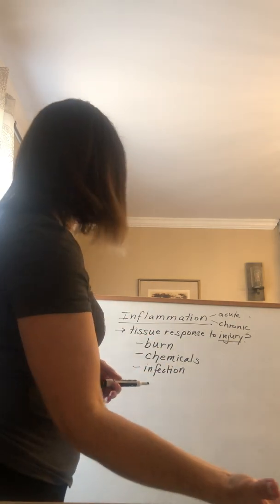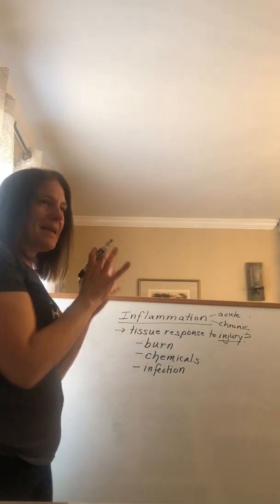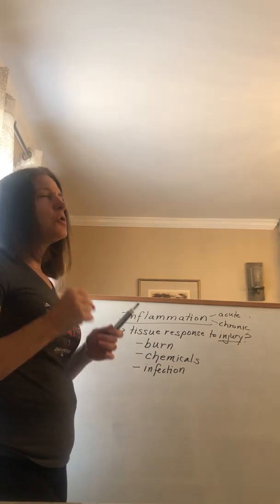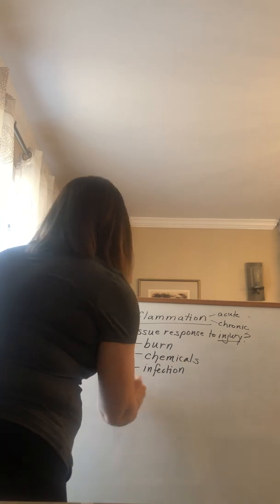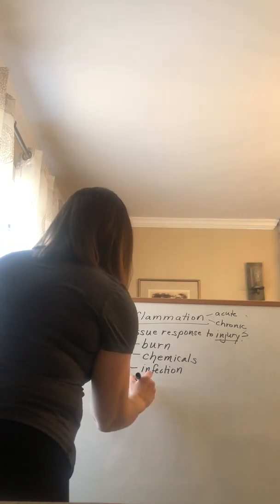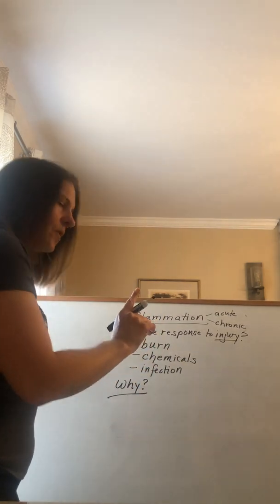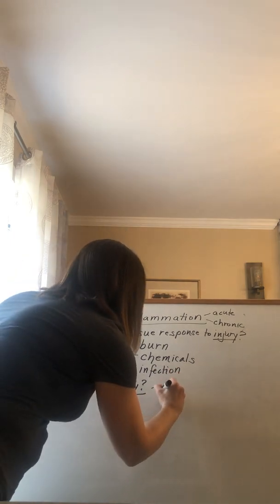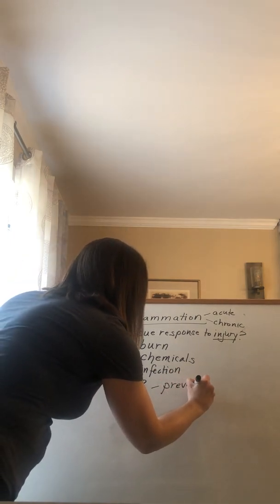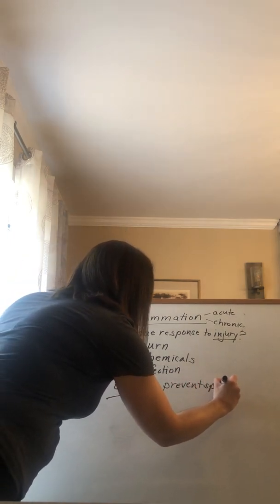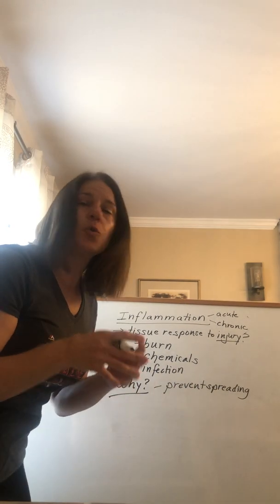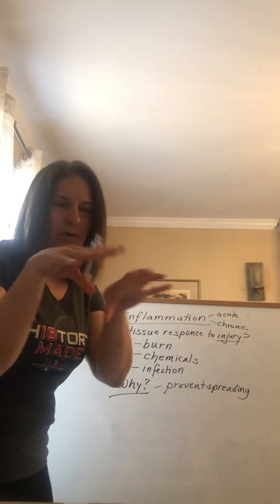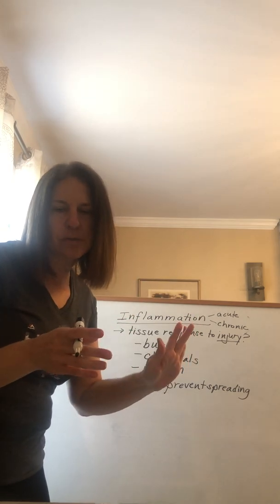Why do we do inflammation? So the main goal behind inflammation, and again, we're talking acute inflammation, is to do a couple of things. Why do it? Okay, we want to prevent spreading. If it's an infectious agent that's triggering the inflammation, you don't want it to go any further. So we want to try to wall it off so it doesn't spread to other parts of the body.